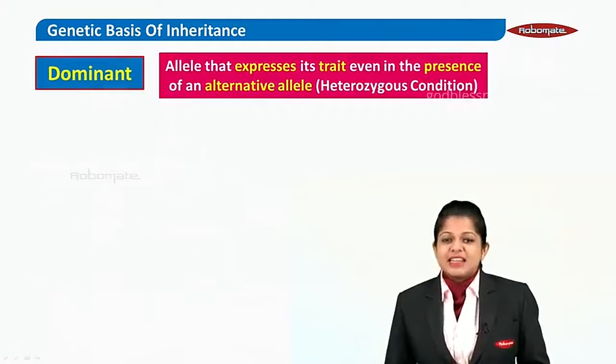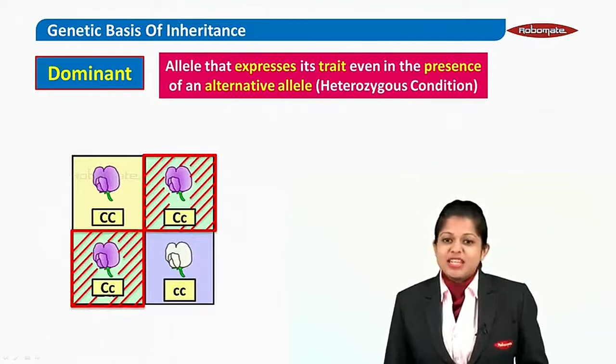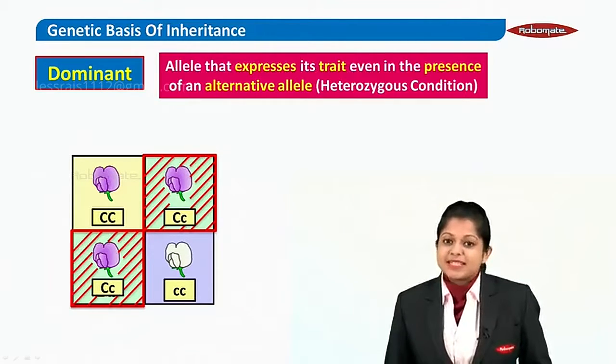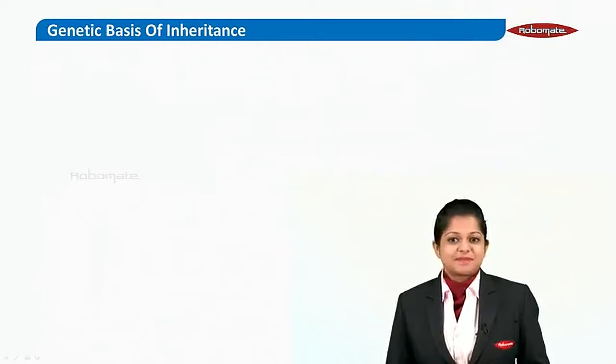It is an allele that expresses its trait even in the presence of an alternative allele. That is basically a heterozygous condition. For example, in this particular image, these two are the heterozygous conditions where we see two different alleles, but still the one getting expressed is the dominant one. Hence, only the dominant trait is expressed in the hybrids.